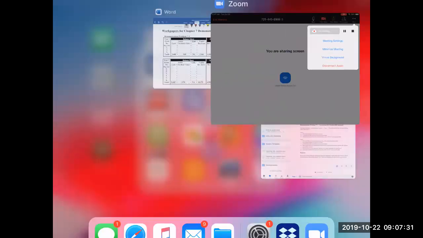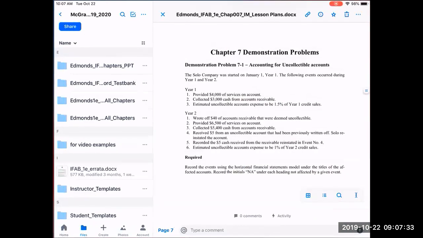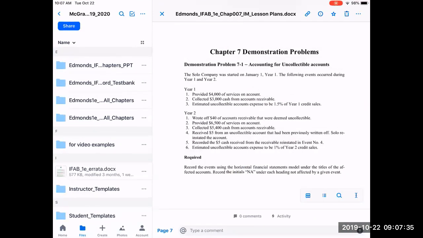Hello and welcome to Accounting 201, and today we're going to look at a demonstration problem for accounting for uncollectible accounts. So I'm going to read the problem and then I'm going to switch to my work paper. And again, you have this problem available to you on Blackboard if you would like to have that available as I'm going through the problem. That way I'm not switching back and forth between screens.